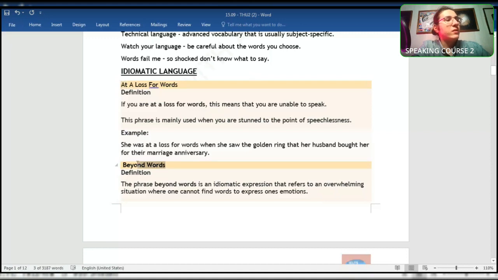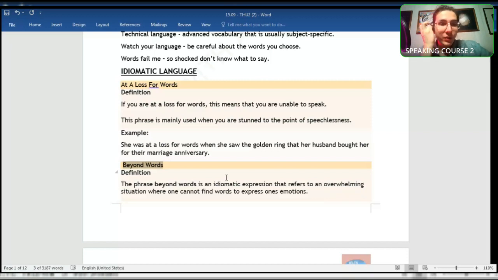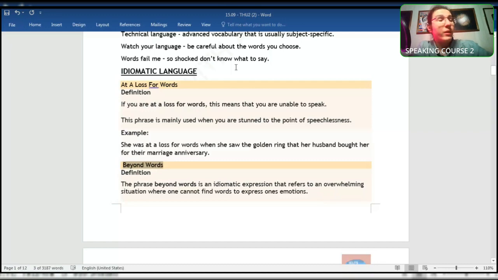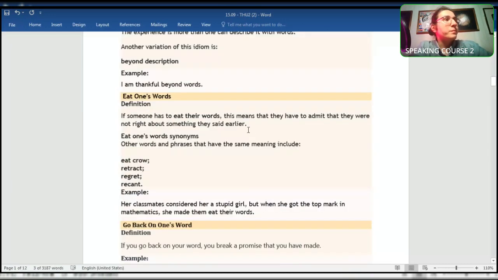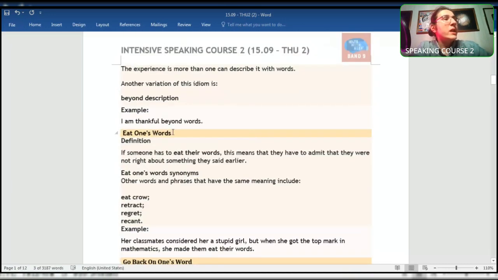Next is beyond words. This is also similar to at a loss for words. This means a situation when you cannot explain your emotions using words, right? Usually after you say this phrase, you're actually going to use words to describe how you feel. So you're going to be like, oh, this is beyond words. It's beautiful. Like if it's beyond words, it cannot be beautiful. But in any case, people use this like that all the time. Great phrase.